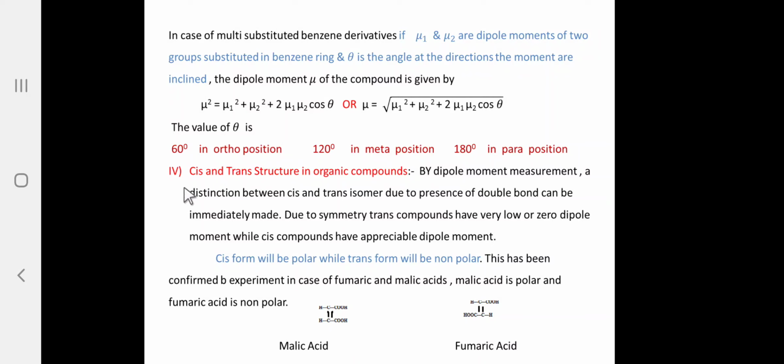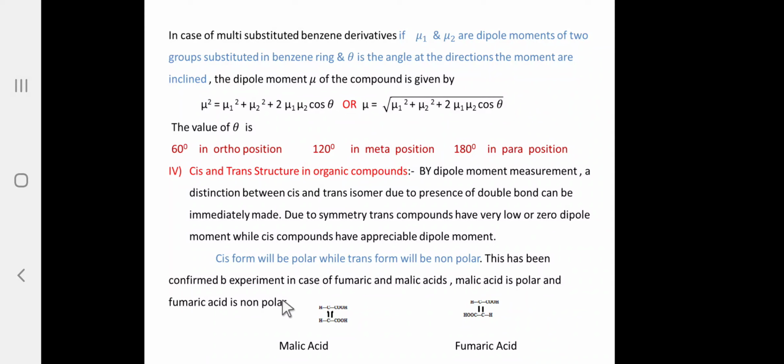So here the last application of the dipole moment is cis and trans structure in organic compounds. By dipole moment measurement, a distinction between the cis and trans isomer due to the presence of the double bond can be immediately made. Due to symmetry, trans compounds have very low or zero dipole moment, while the cis compounds have appreciable dipole moment. That means the trans compounds are non-polar, while the cis compounds are polar molecules. So the cis form will be polar and the trans will be non-polar.